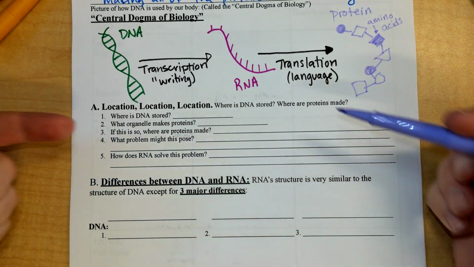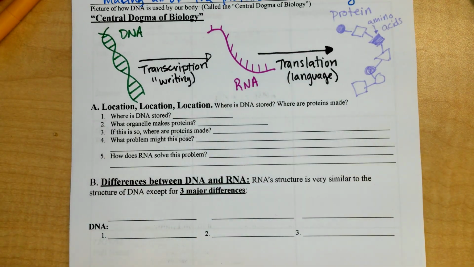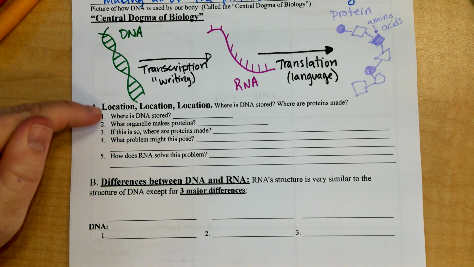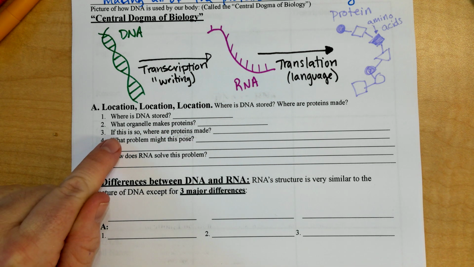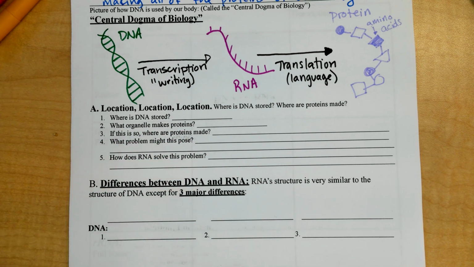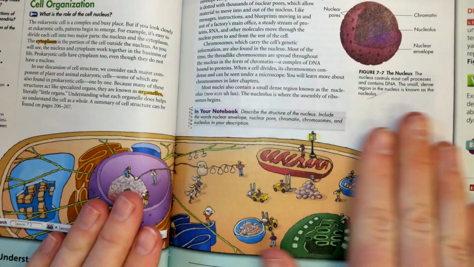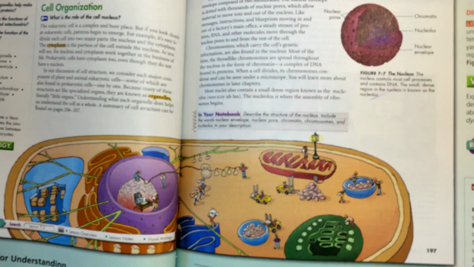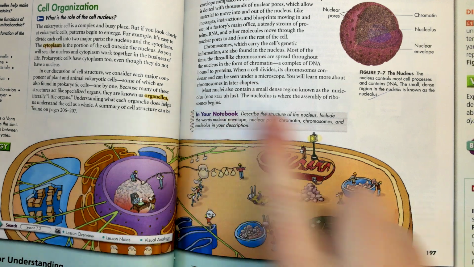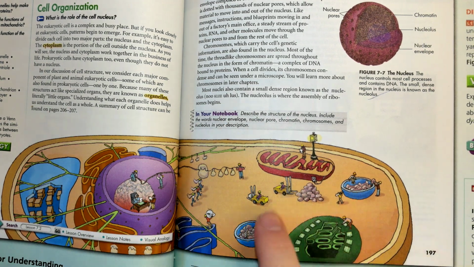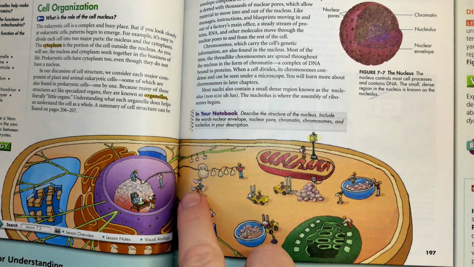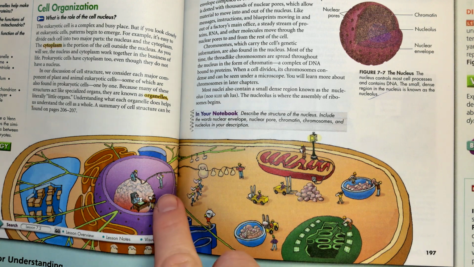Now, let's look at the location of where these things happen. I'm going to show you a picture. First of all, let's look at the questions we're going to answer. Where is DNA stored? What organelle makes proteins? Let's look at those two first. Here's a picture of a cell. This is a really cool picture because it's trying to show how a cell works. Notice here's the cell, and it's showing little construction workers doing stuff. In real life, these little construction workers would be enzymes and things that are doing things.